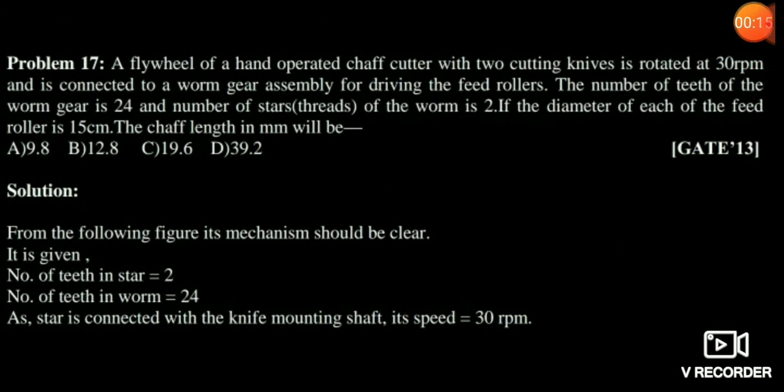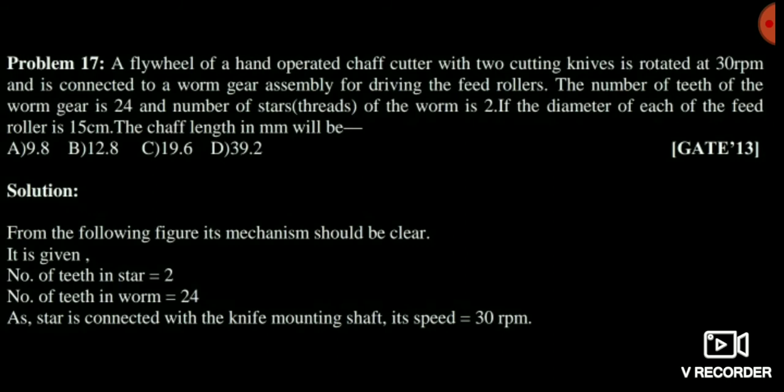Here friends, you can see that 30 is the RPM of the knives. Means cutting knives, two cutting knives are present and they are rotated at 30 RPM. Means in 1 minute they will rotate, they will cut the silage 30 times, they will cut the chaff 30 times. Friends, you have to understand this thing well. 30 RPM knife speed is given. What does this mean? Understand it in normal language.